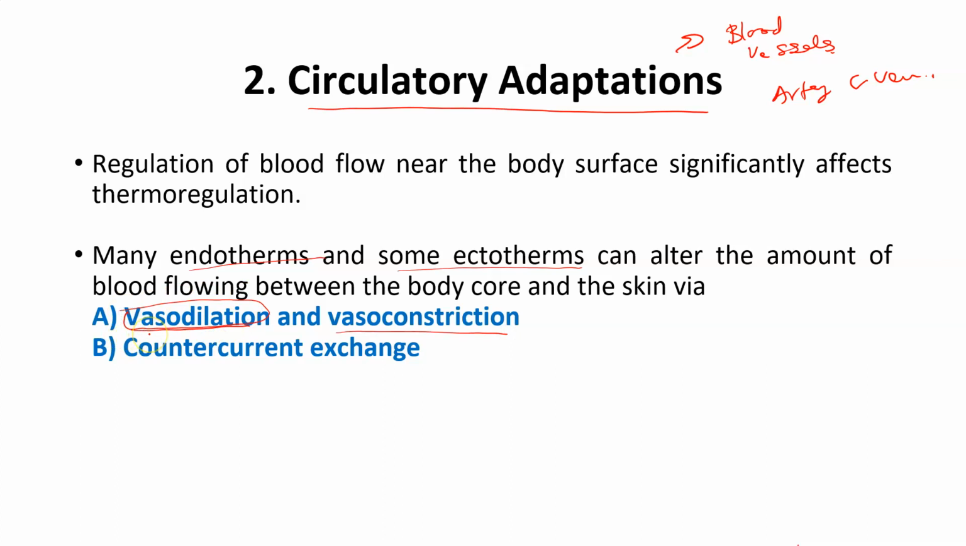Vasodilation is when blood vessels dilate. When blood vessels dilate, more blood from the body core flows to the surface. So when more blood flows to the skin, more heat will be released from the body. But if your body wants to conserve heat within the body core, your blood vessels will constrict. So this will flow less blood to the skin and less heat to be released to the surroundings. So that is vasoconstriction.